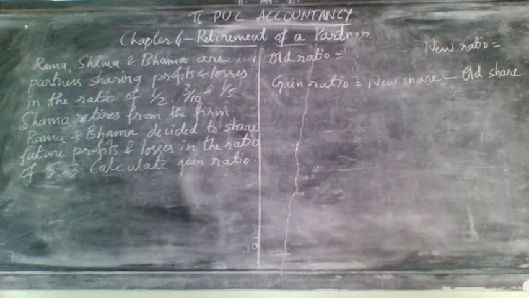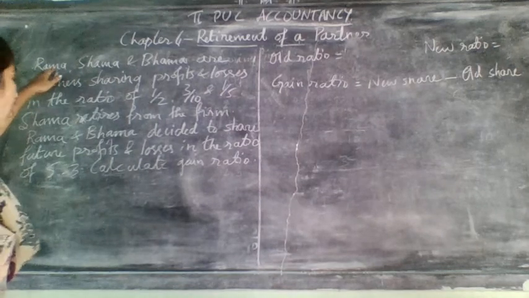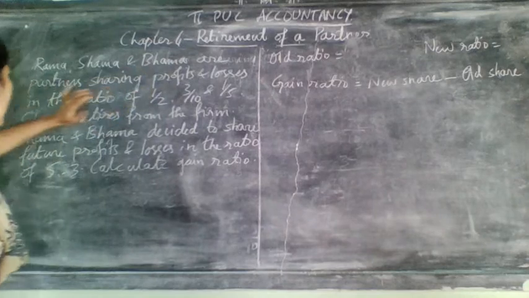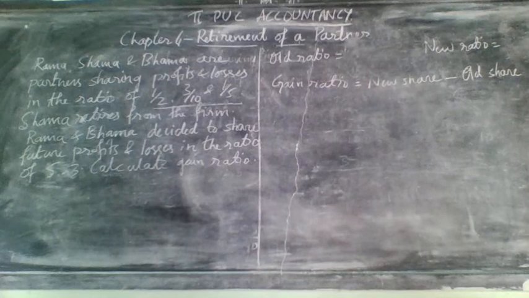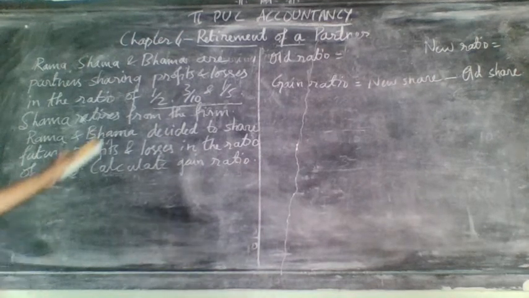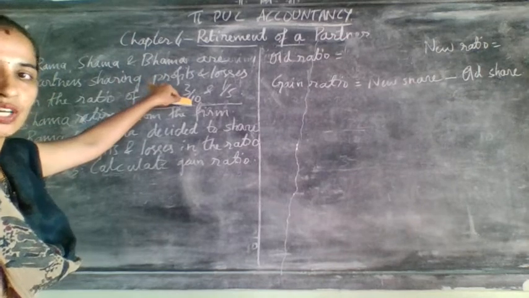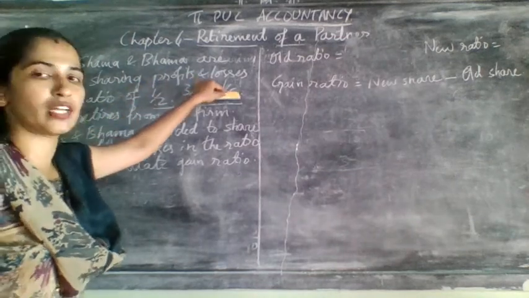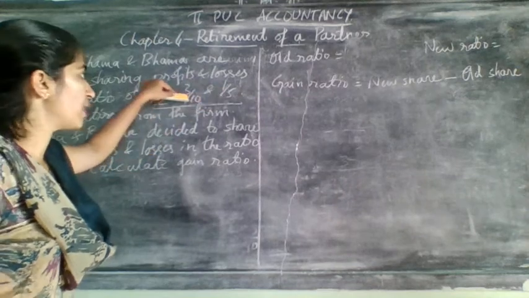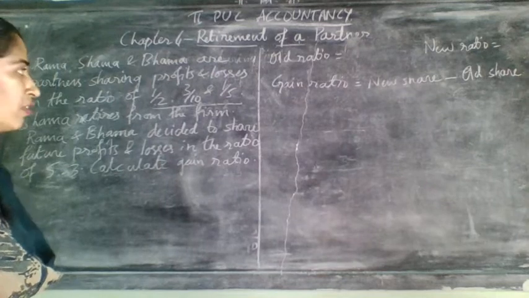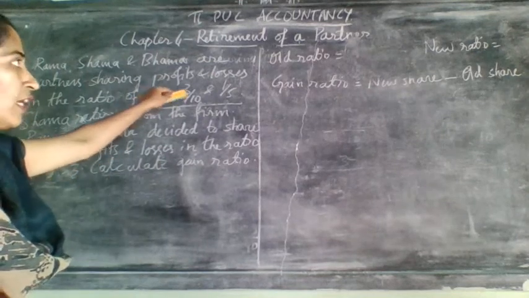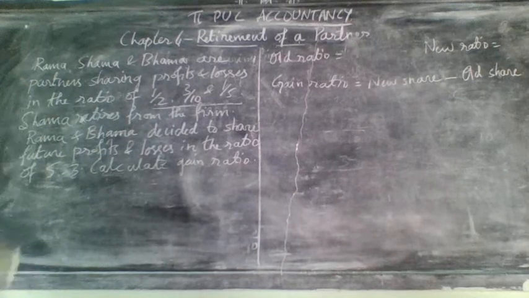What all do we require here? We require all the partners' names: Rama, Shama and Bama. Then they have given the old ratio, but not in the proper ratio. Instead, they have given it in different proportions. So when they give it like this, you need to convert it into a ratio. How to convert this into a ratio? When there are different denominators, first convert them into a common denominator. Then write the ratio first. After finding that, write it there as the old ratio.